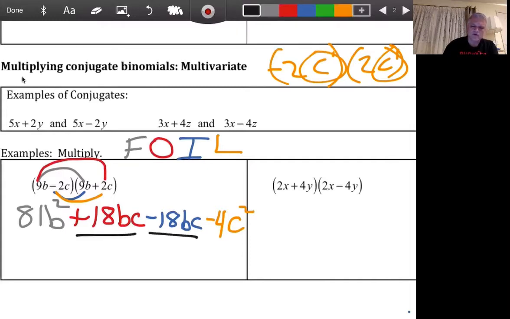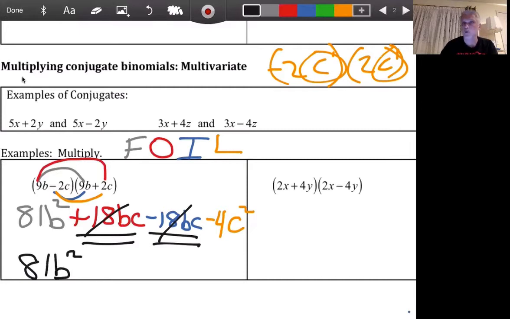All right, so now let's look. Oh, nice. Those middle terms are like terms. We can combine them. They have the same exact variables with the same exact exponents. Now, if you had written minus 18CB instead of BC, that's fine, because BC and CB are the same variables with the same exponents. They're still like terms. You would just combine them by looking at their coefficients. So we have plus 18 BC, minus 18 BC. Those cancel beautifully.